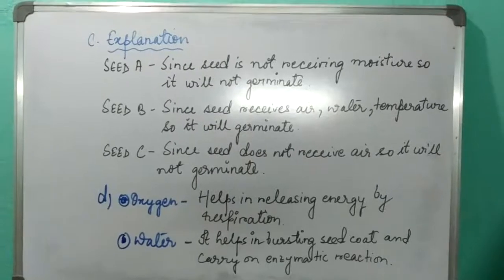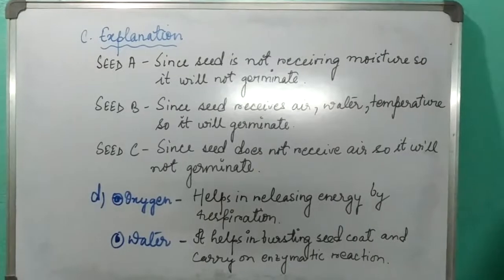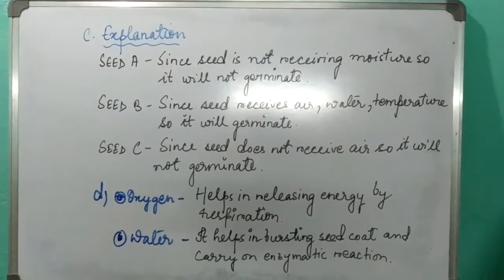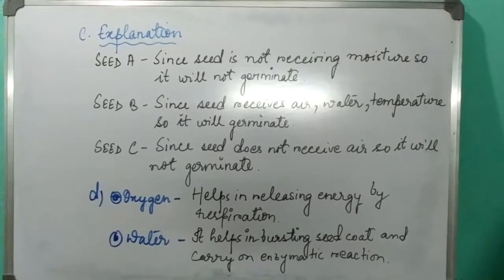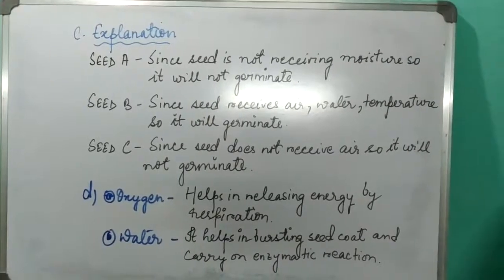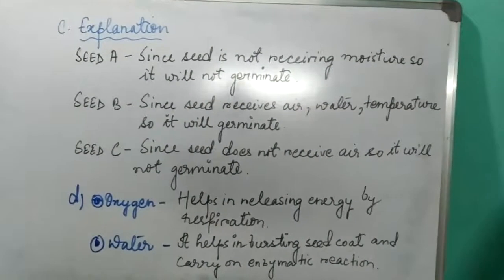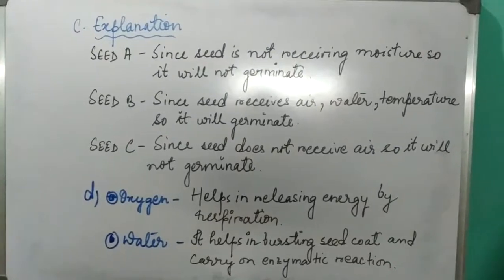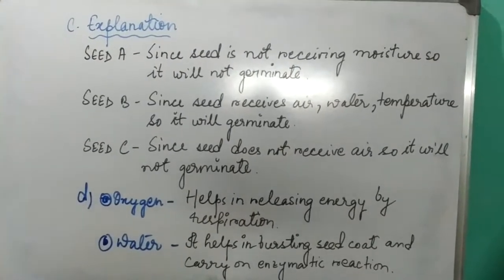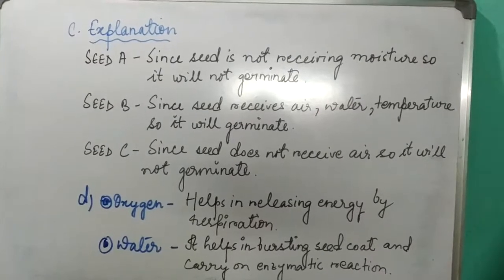Okay. Next question, let us see. My next question was, explain your observation. That means in the previous answer, we mentioned what we see after a few days in the experimental setup, what changes we see. Now we will be explaining what and why we see that. In case of seed A, it will not germinate. Why will it not germinate? Because it is not receiving moisture.